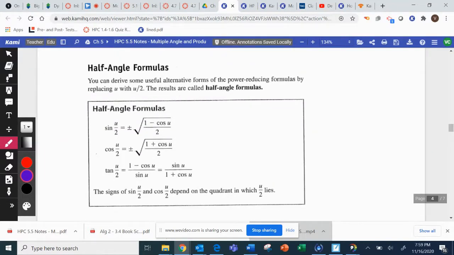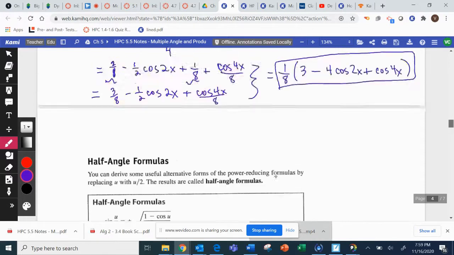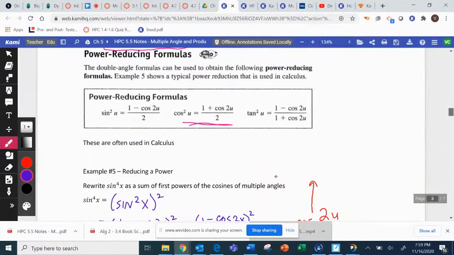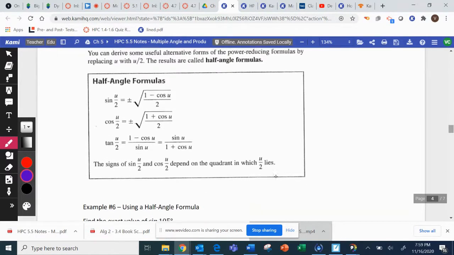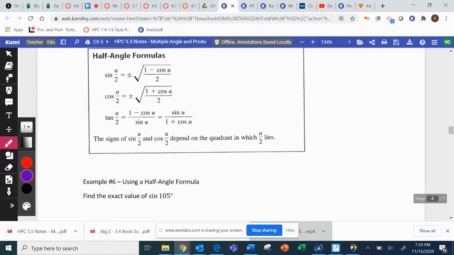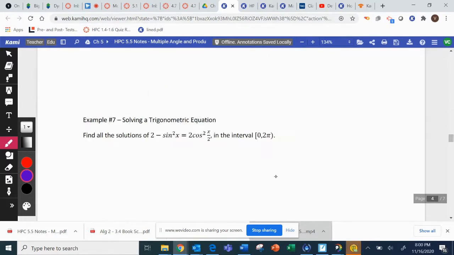Right, the half angle formulas are similar to the previous power reducing formulas, where we had sine squared equals 1 minus cosine 2u over 2. It's similar to that, only now it's plus or minus the square root. The plus or minus depends on which quadrant it's in, so you're not going to use both of them. You're going to use whichever one it is, depending on the quadrant. These are called half angles.